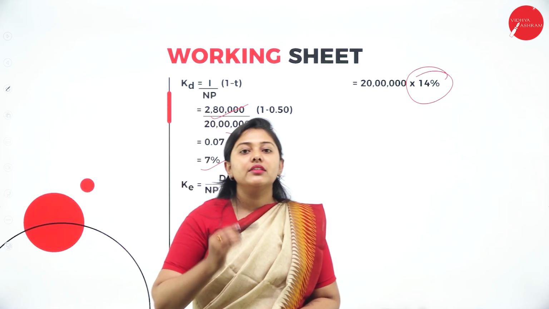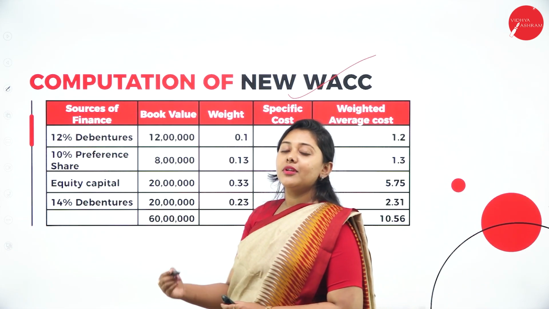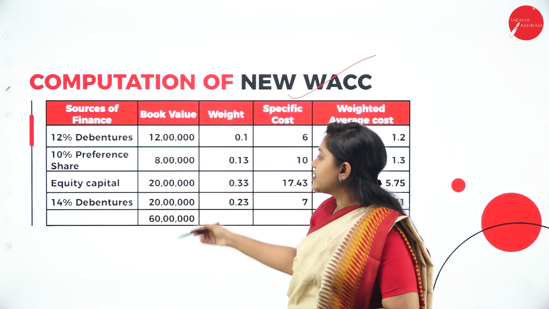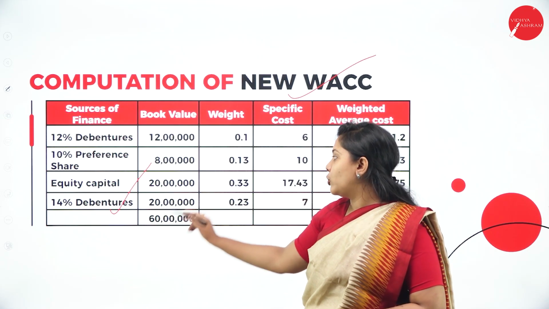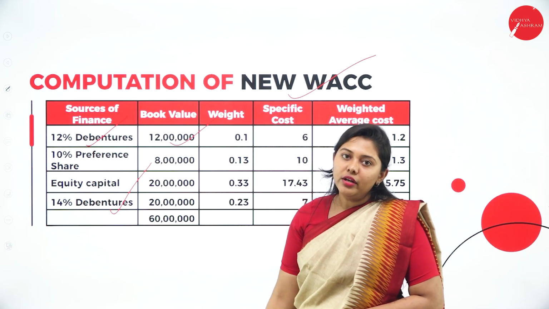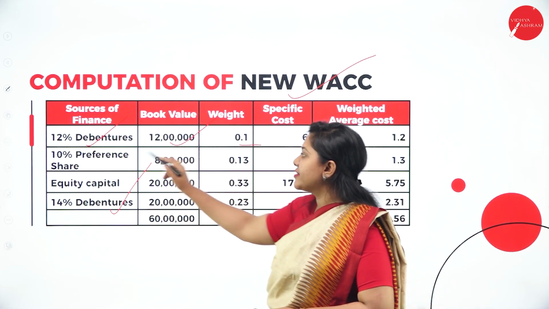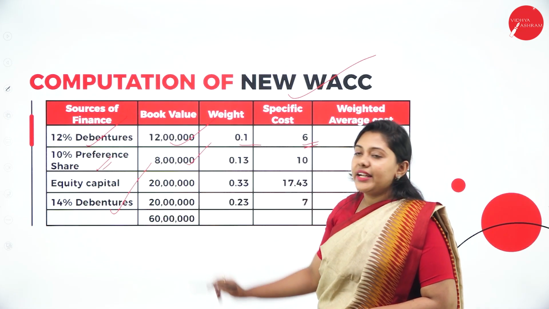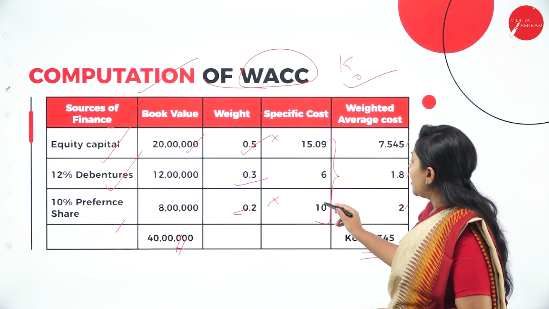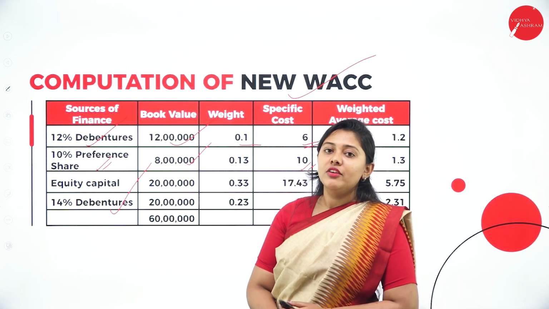So now let us calculate the new WACC. So computation of new weighted average cost of capital because of the increase in the debenture. So what is the debenture that we have increased? 14% debenture of 20 lakhs. So the rest remains same. 12% debenture, that is your 12 lakh rupees. The weight and the specific cost we have calculated remain same. 10% preference share, 8 lakh, and the specific cost we have calculated remains same. See here, 10%, and only the equity capital as well as this debenture will change.